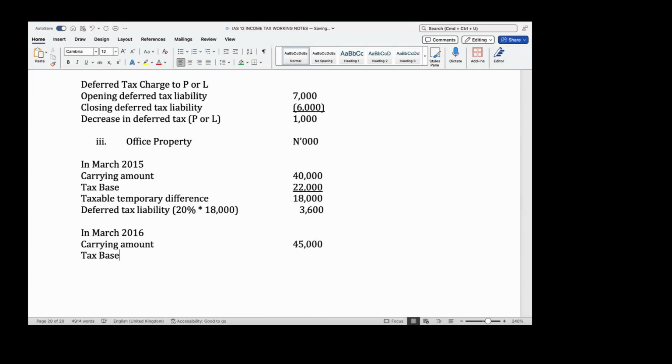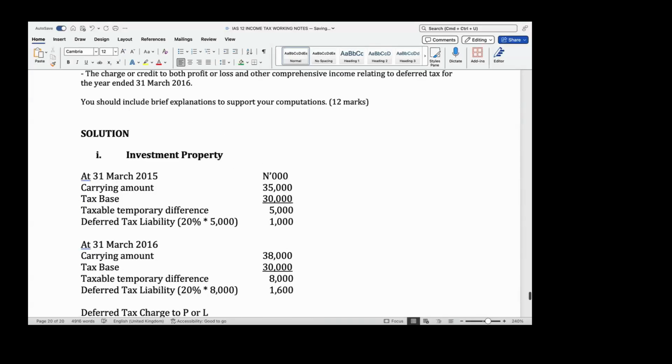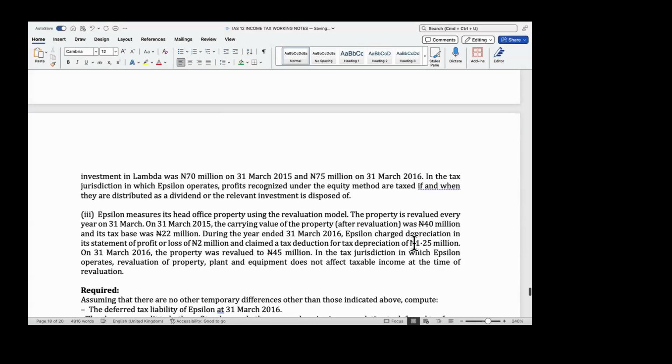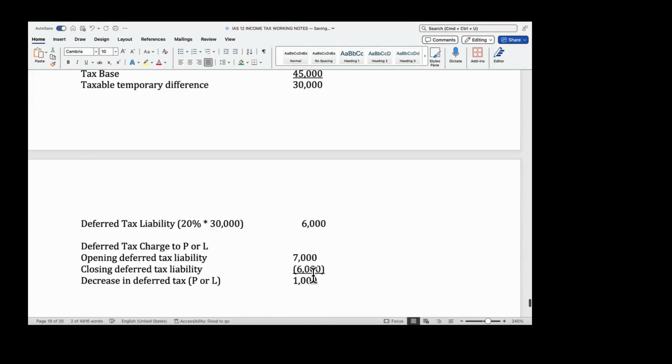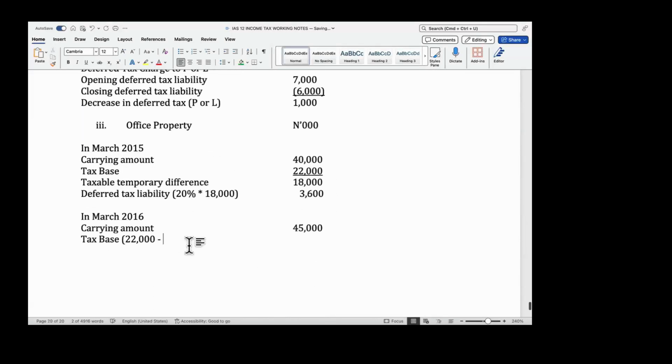45. But for the tax base, it is the previous tax base of 22 minus the capital allowance they charge for that period, which is 1.25. This was the previous tax base. This is the capital allowance for the current year. So 22 minus 1.25, that is like 1,250. So how much is that? That would be 2,750 as my tax base.